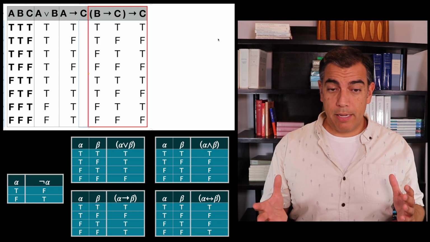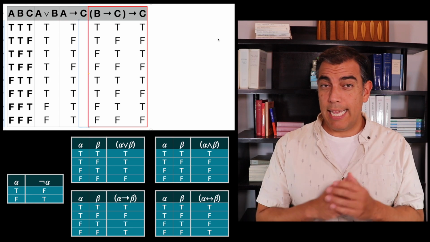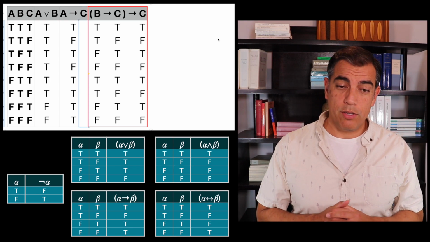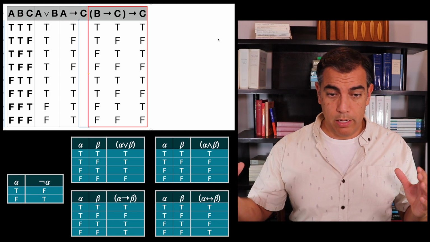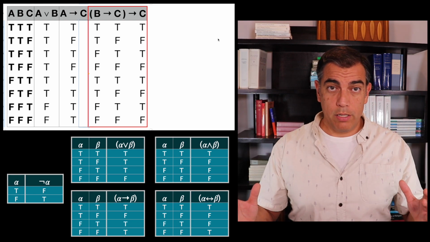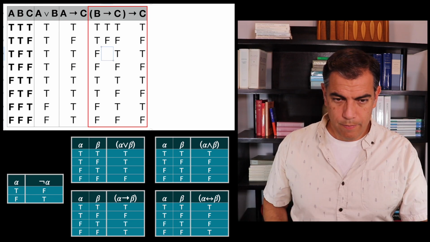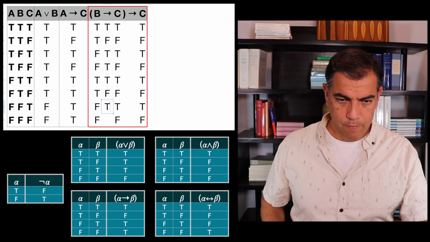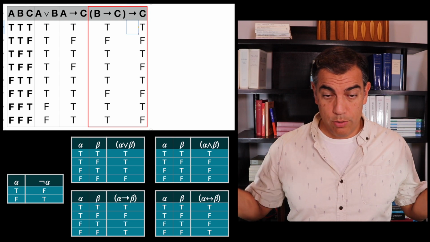Looking at my conclusion, it looks like I have to build in that inner conditional, if B then C, and then I can build the second one. Same rule: antecedent true, consequent false, false conditional, otherwise true. And same thing for the outer conditional.